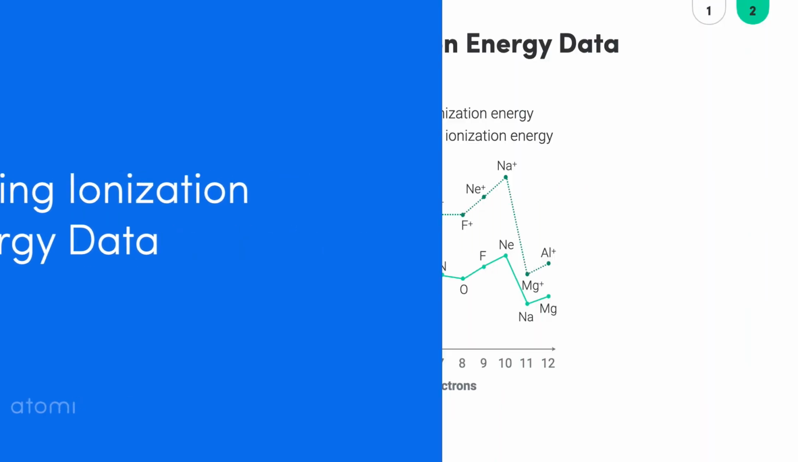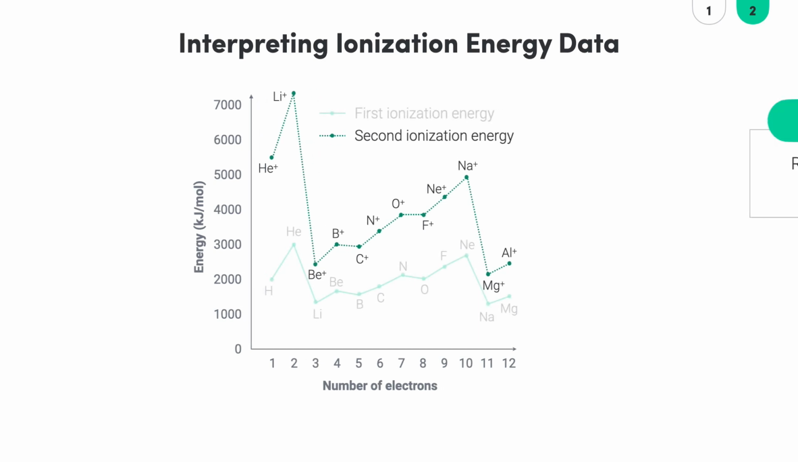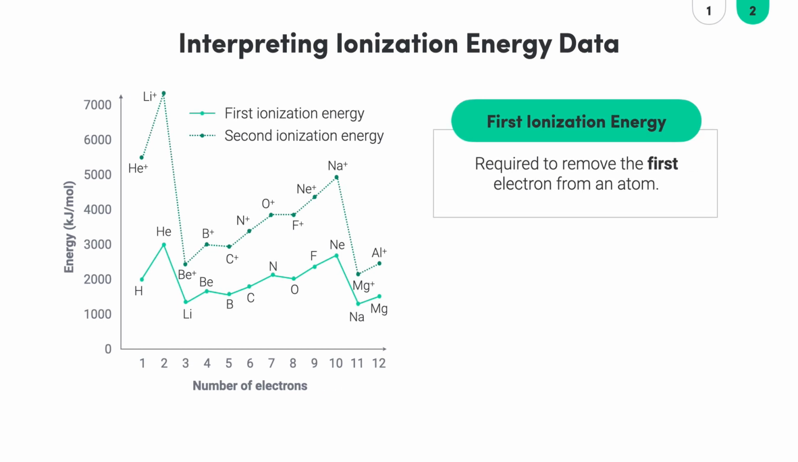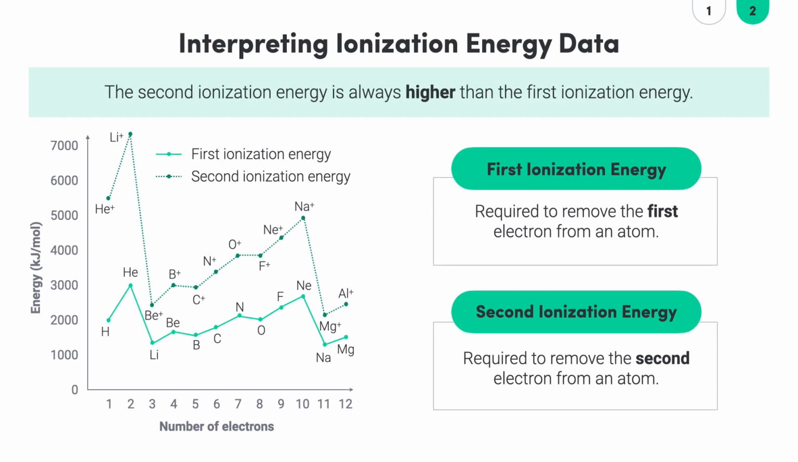We can see here that we have two lines on our graph. This line represents the first ionization energies for these elements, and the second line represents the second ionization energies. The first ionization energy is required to remove the first electron from an atom. The second ionization energy is required to remove the second electron from an atom. The second ionization energy is always higher than the first ionization energy.